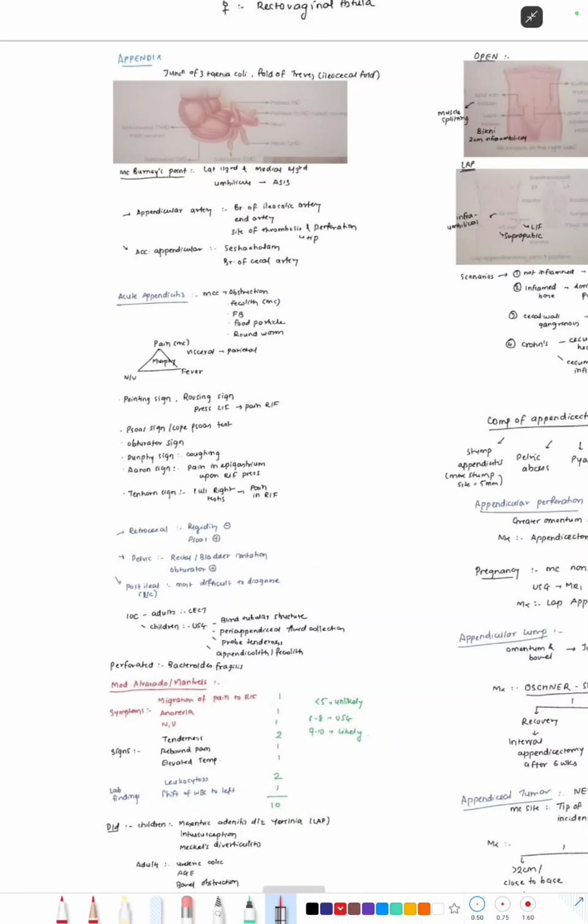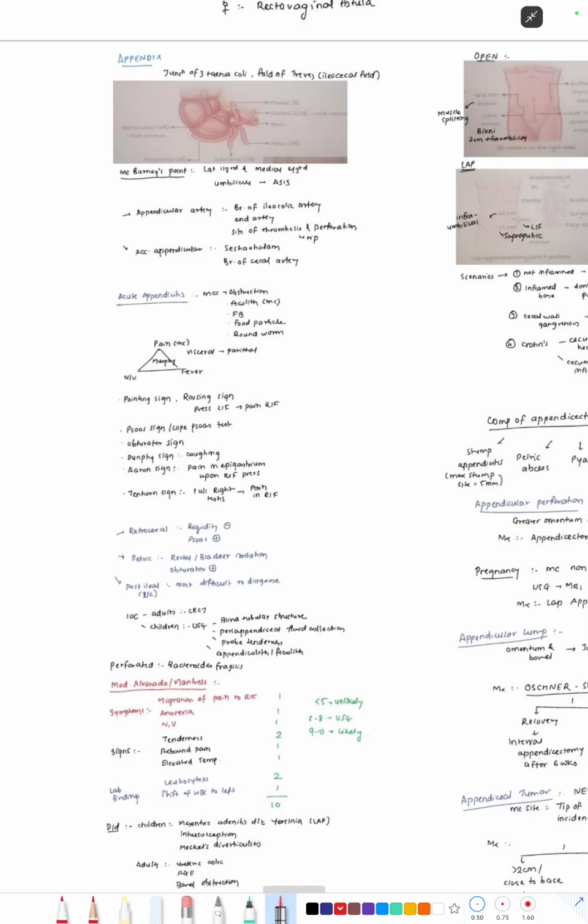Then the next topic is going to be the appendix. The site of the appendix is generally located by using the junction of the three taenia coli, or the fold of Treves, and it forms the ileocecal fold. The most common site is retrocecal in position, and least common is post-ileal in position. McBurney's point lies on an imaginary line joining the umbilicus to the anterior superior iliac spine. It is present at the junction of the lateral 1/3 and the medial 2/3.